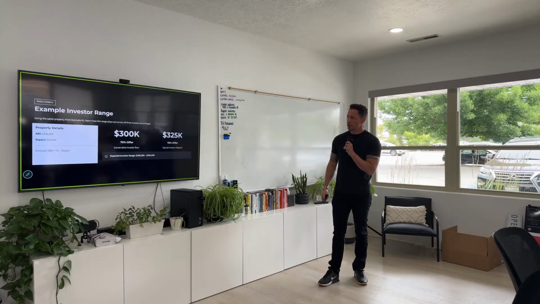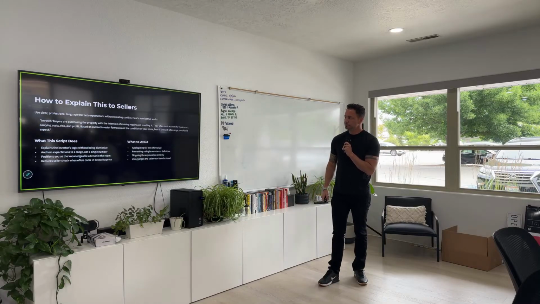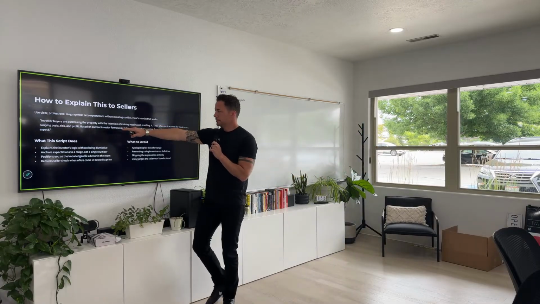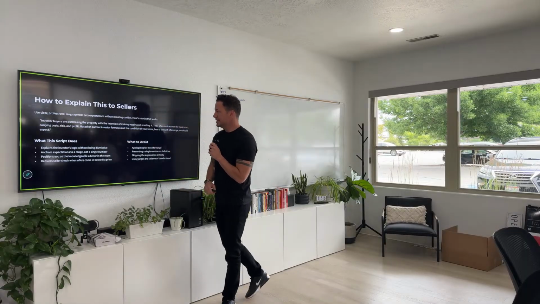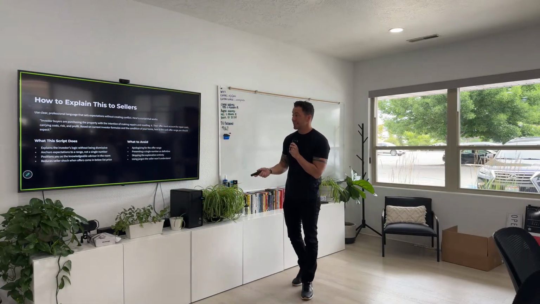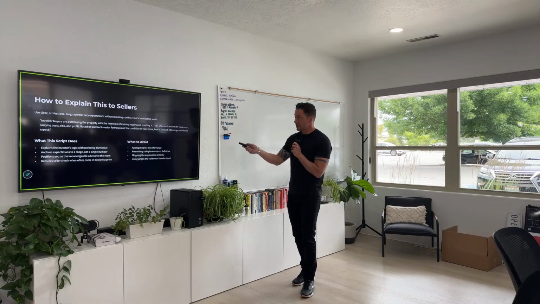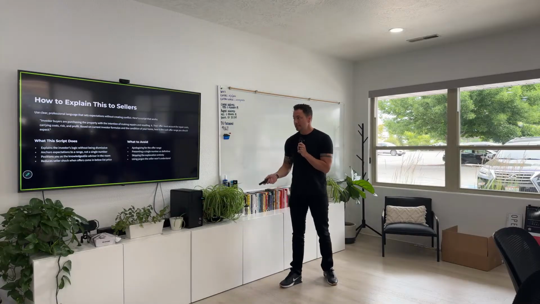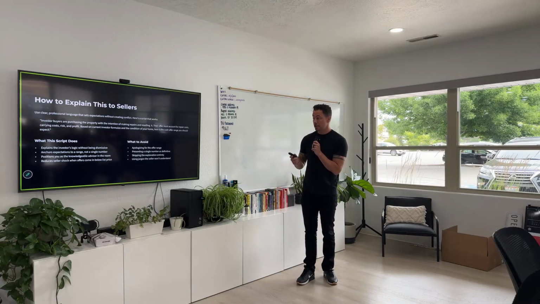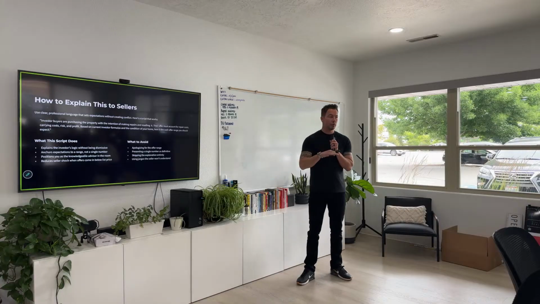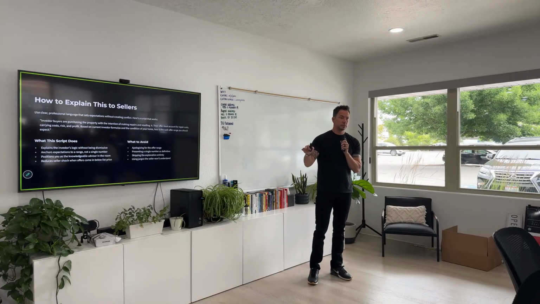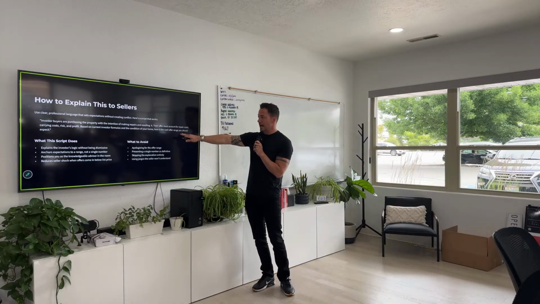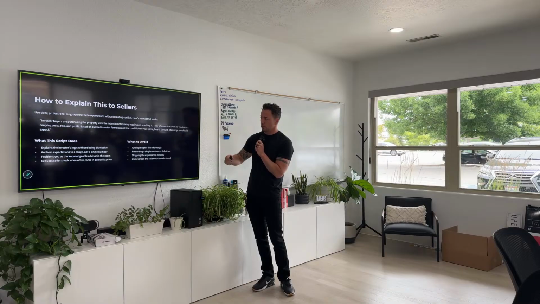So here's how you explain this to sellers. Investor buyers are purchasing the property with the intention of making repairs and reselling it. Their offer needs to account for repair costs, carrying costs, risk, and profit. Based on the current investor formulas and the condition of your home, here is the offer range that you would expect. Does that make sense? So that's the perfect script to invite them into the conversation of what a cash offer would look like.